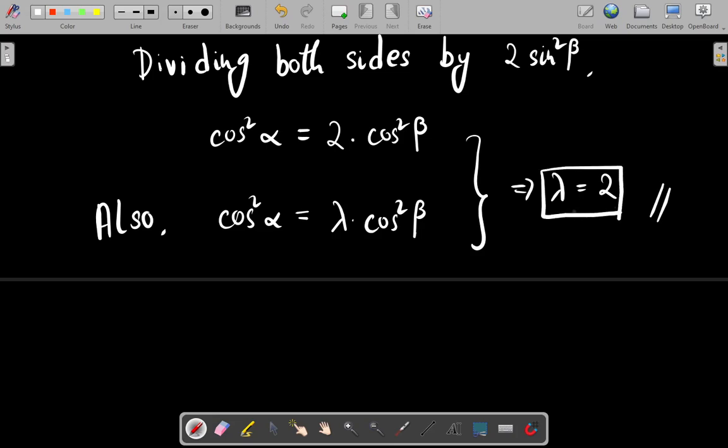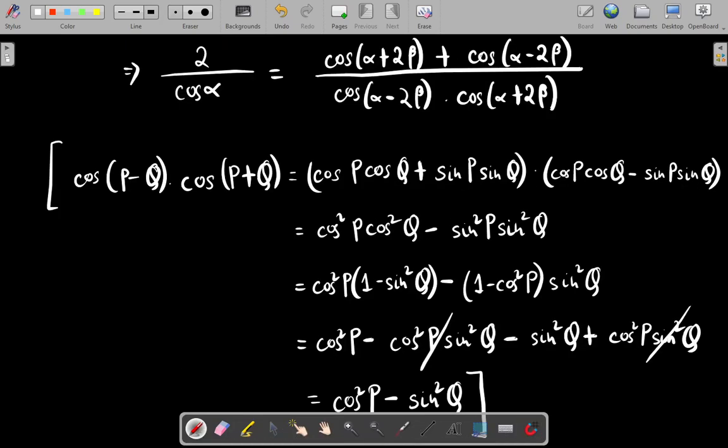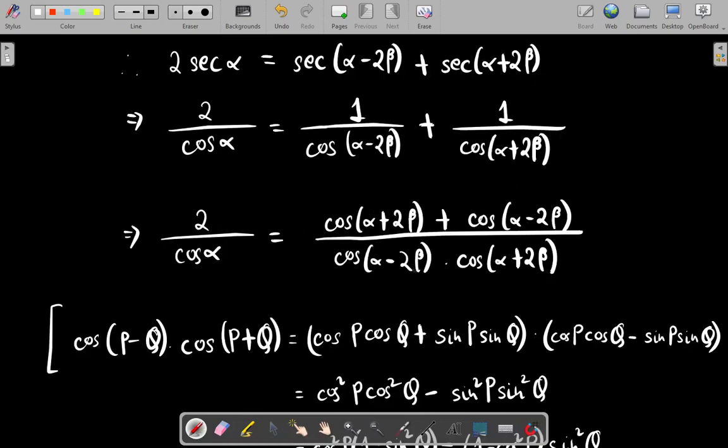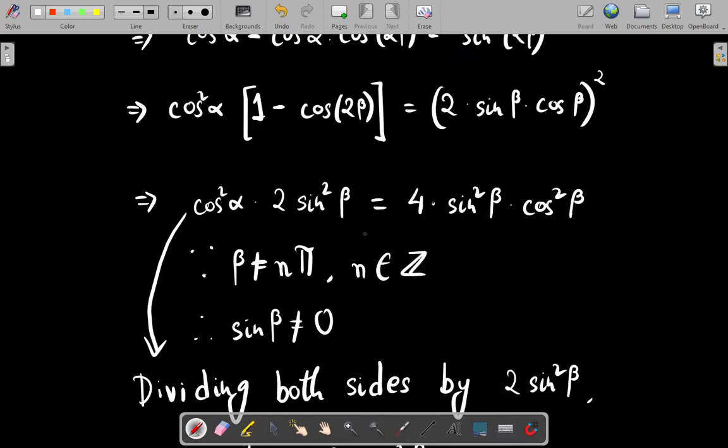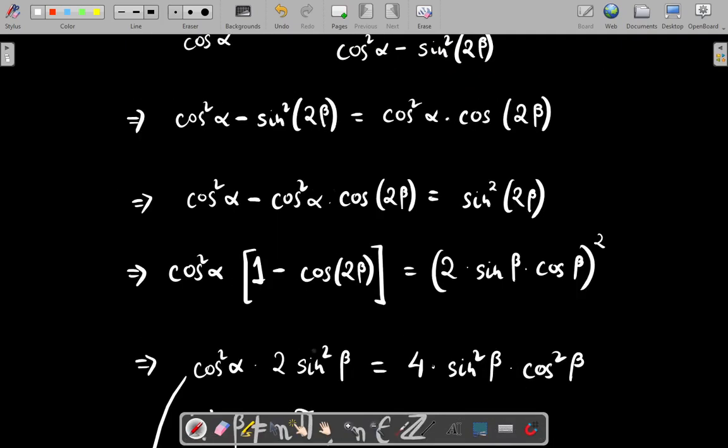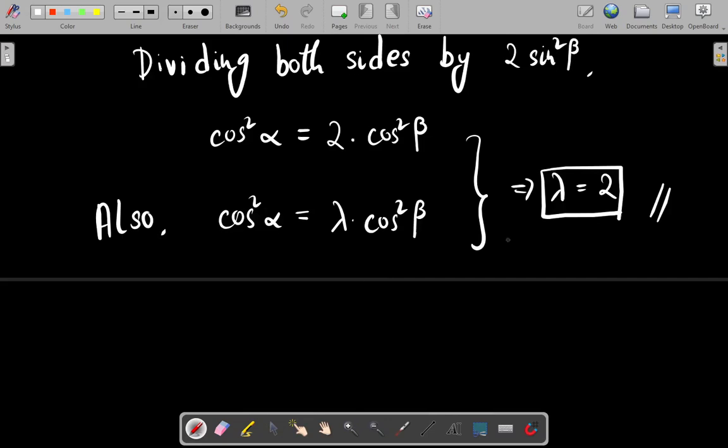Okay, so this was a relatively easy question. You just need to know this product formula. If you know this, you can apply it directly here, and we are just using basic trigonometric formulas. And we have deduced this answer. So this is the required answer.